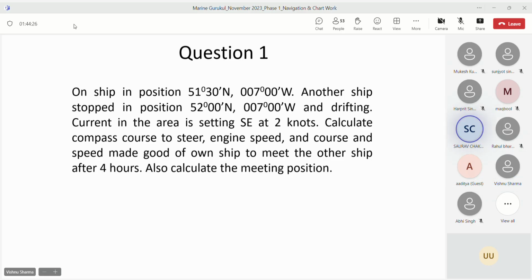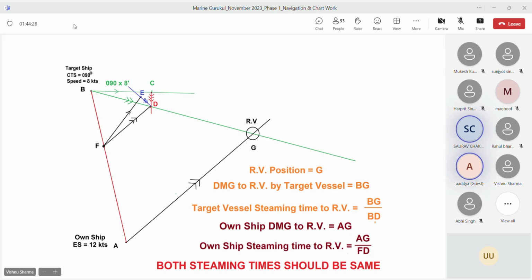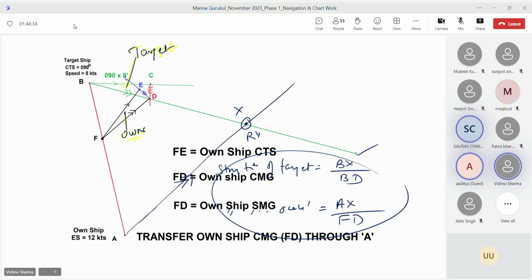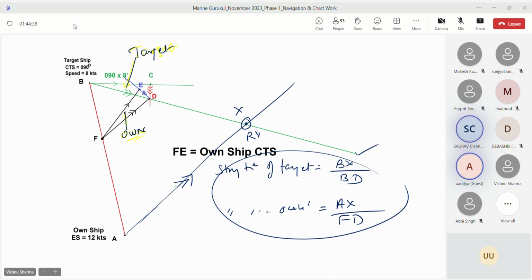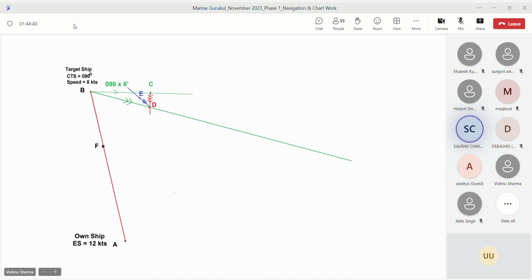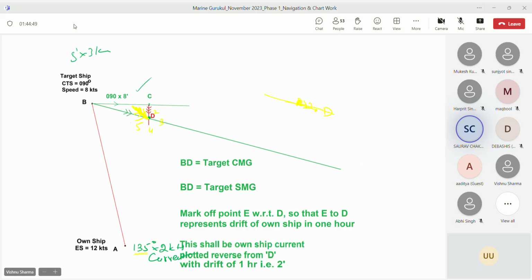Show me the second-last slide, means before this. This one? No, not this one, sir. Before this one. This one? No. This one? Yes, sir. Here you wrote some notes, no? Not this one, sir. Before this one. There was one question, no?